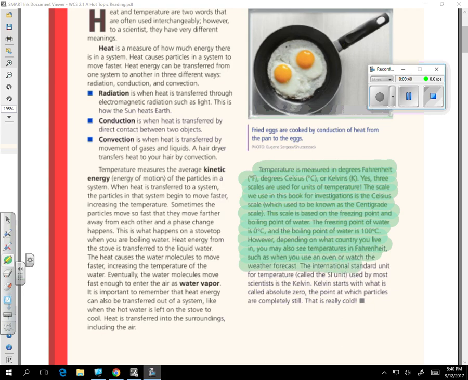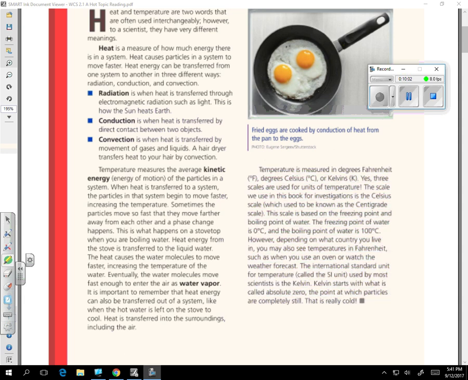The International Standard Unit for measurement temperature, called the SI unit, used by most scientists is the Kelvin. Kelvin starts with what is called absolute zero, the point at which particles are completely still. This is really cold.